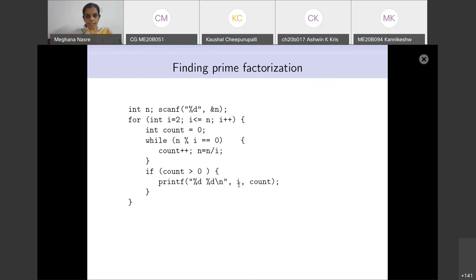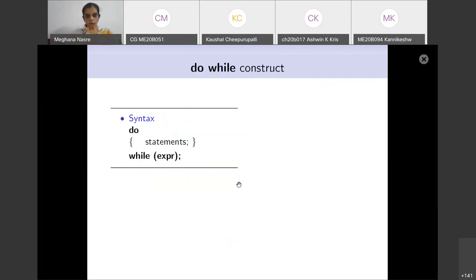Okay, so having said this, let's go to the next loop construct that we want to introduce in today's class, which is the do while loop construct. We have already seen two loop constructs, the for and the while loop construct. So this is again a different loop construct. The syntax is as follows.